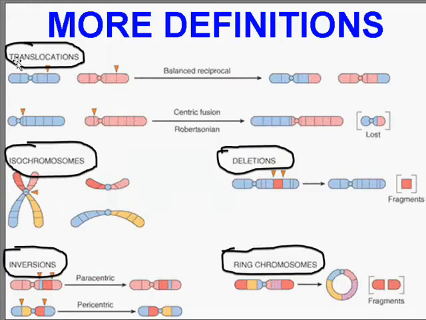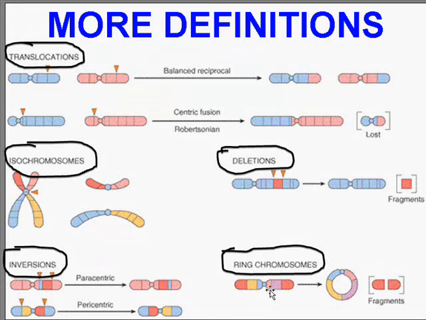Here's an example of a translocation, in which you have one part being translocated onto another chromosome. Here you have an isochromosome that breaks up in the wrong plane, doesn't it? Here you have a deletion in which a segment of a chromosome gets lost. Here you have an inversion in which part of the chromosome flips over. It could either be paracentric or pericentric.